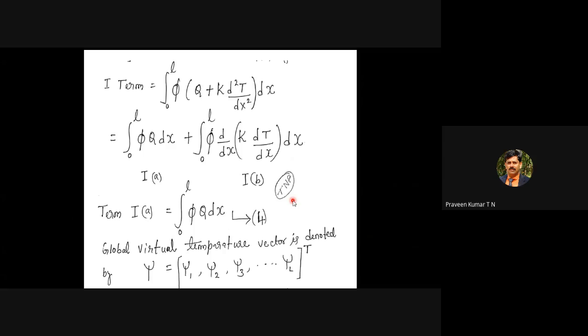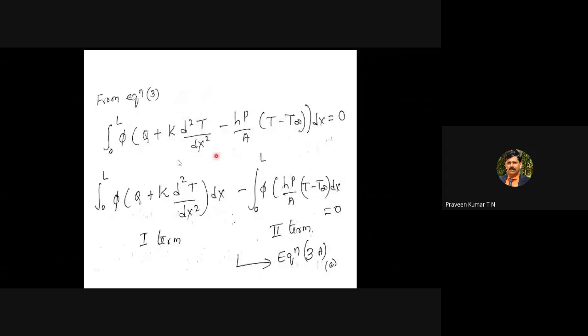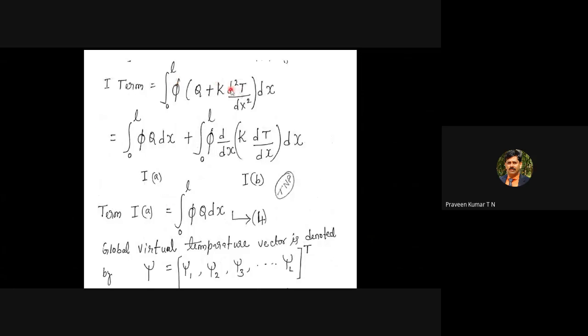Now if you consider only the first term, it is integral 0 to L of phi into q plus k into d square T divided by dx square into dx, that you can see here. This is the first term you are considering. You are simplifying the first term. Again you are expanding the first term. Once you expand, you will get term 1a and 1b. For our reference, you are taking term 1a as well as 1b.